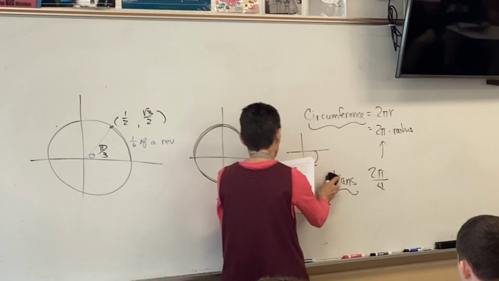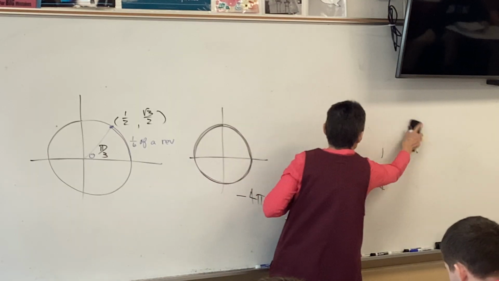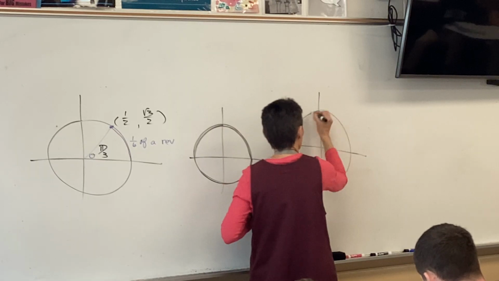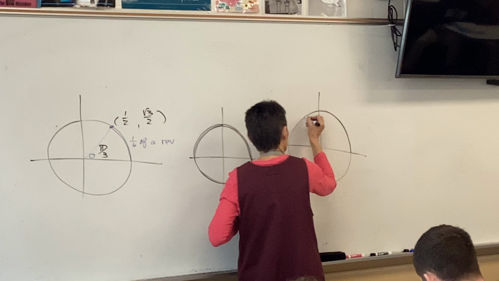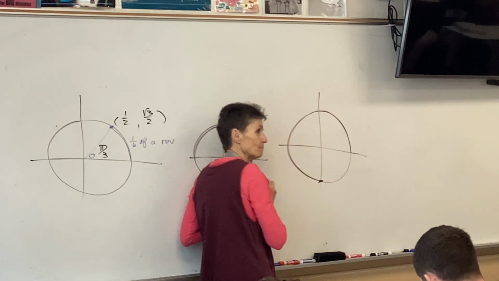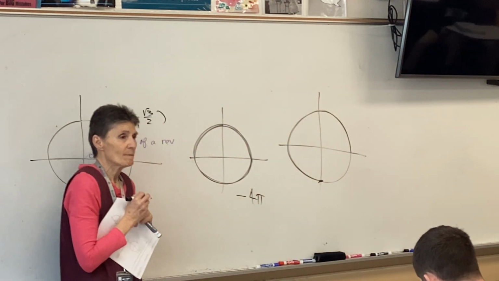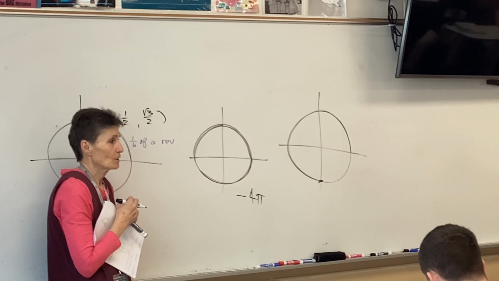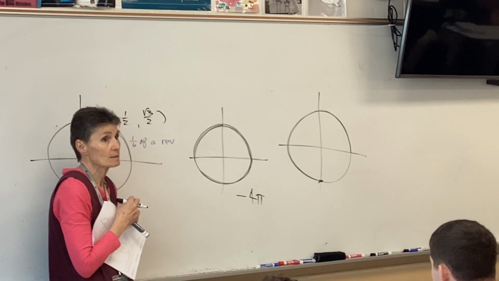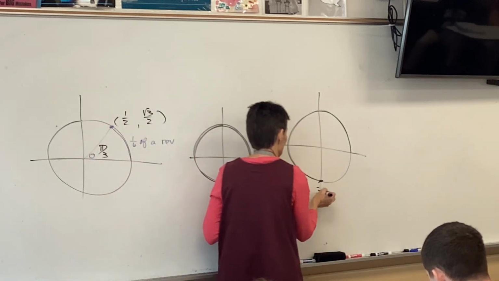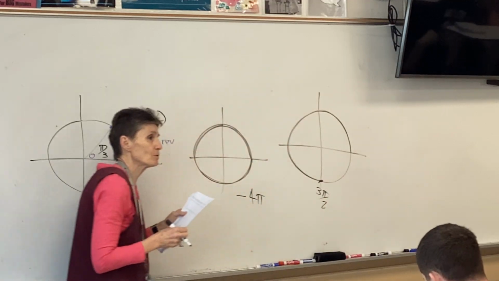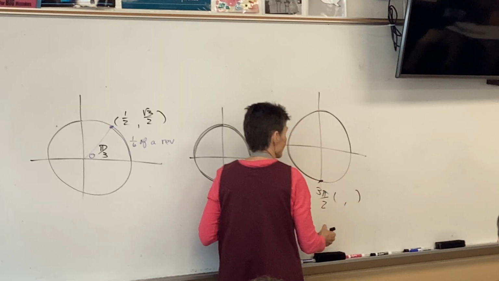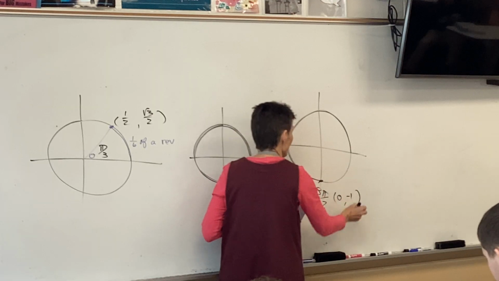3/4 of a circle counterclockwise. Wouldn't that put me down here? What's the measure of that angle, in radians? 270 degrees, what would it be in radians? 3 pi over 2. And on the unit circle, what are the coordinates of that point? 0, -1. Very, very good.